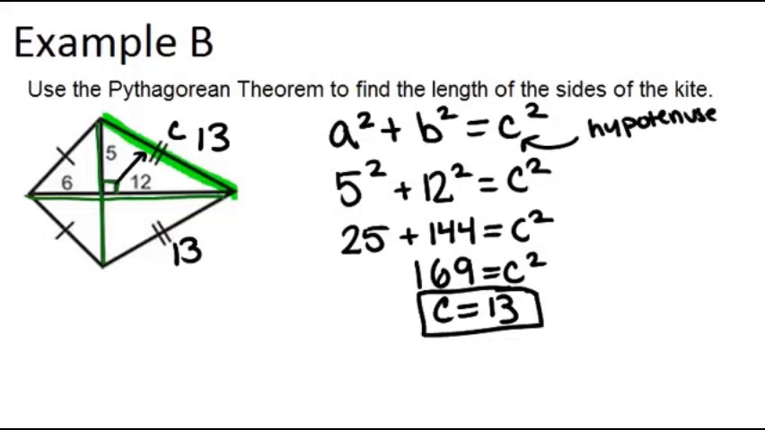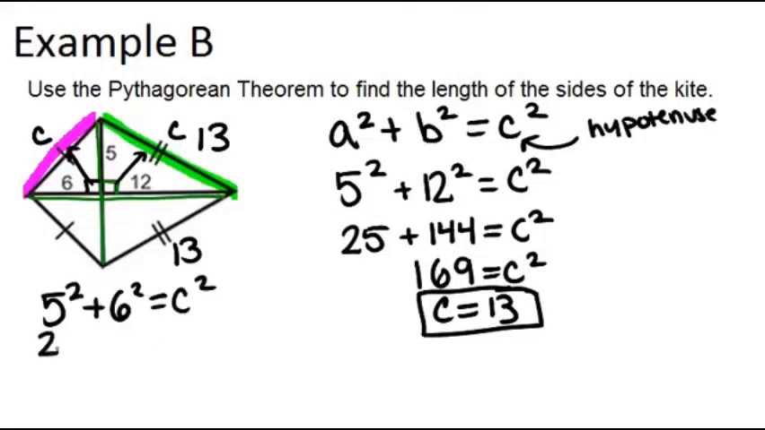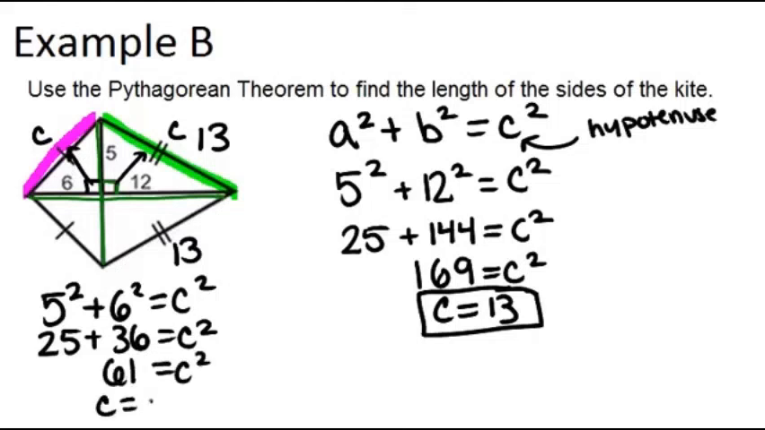Next, let's find the length of the other missing side. Again, this side is the hypotenuse, so we'll call it c because it's across from the right angle. The equation this time will be 5 squared plus 6 squared equals c squared. 25 plus 36 equals c squared. So that means 61 equals c squared, and c equals the square root of 61. That would be the missing side for here and also for here.